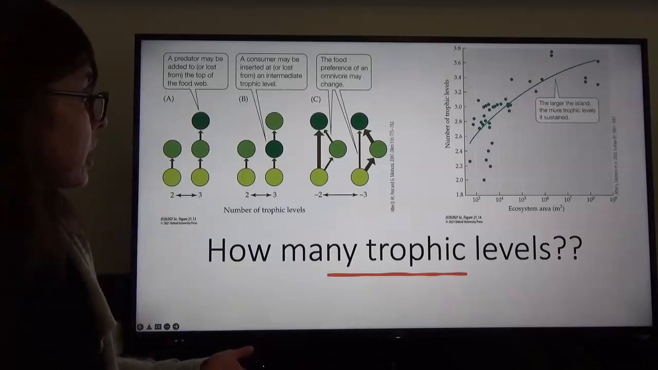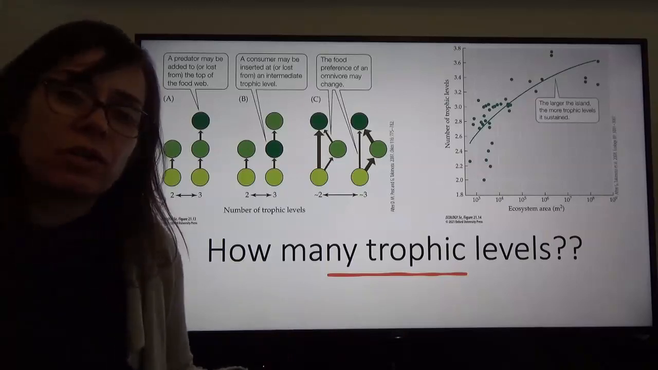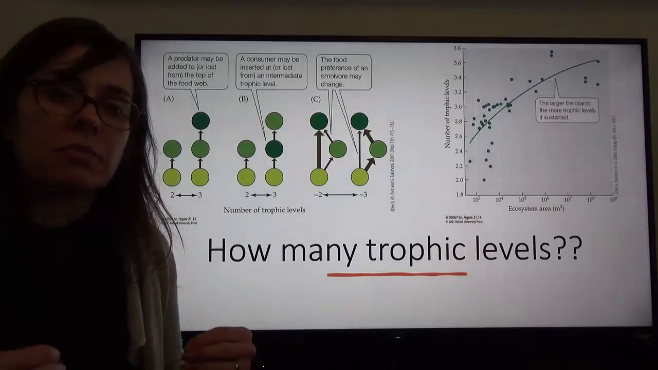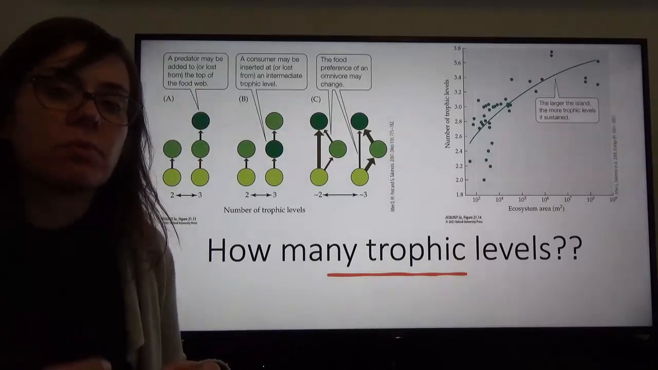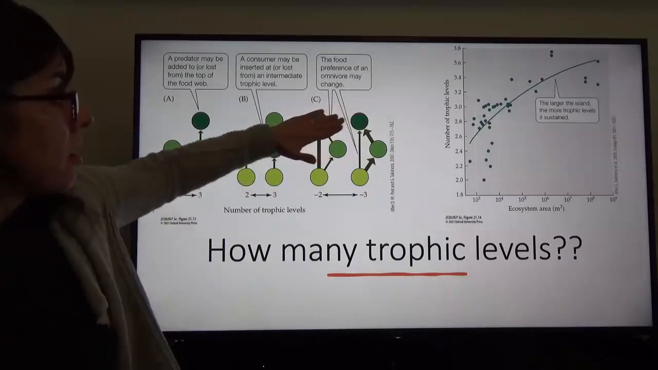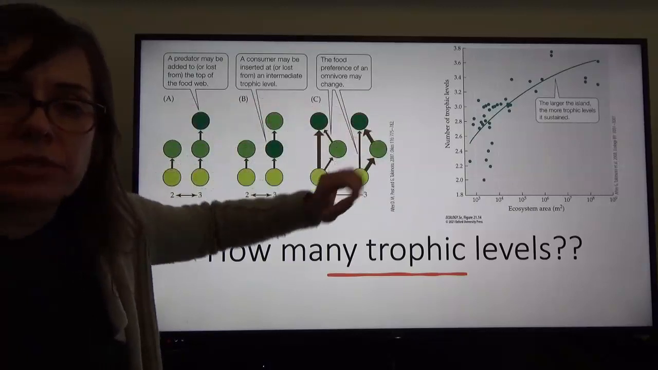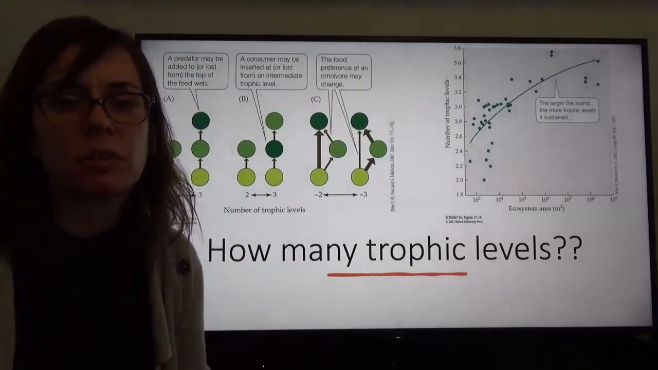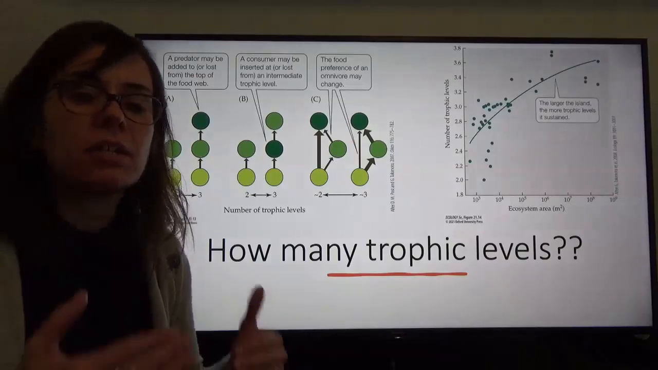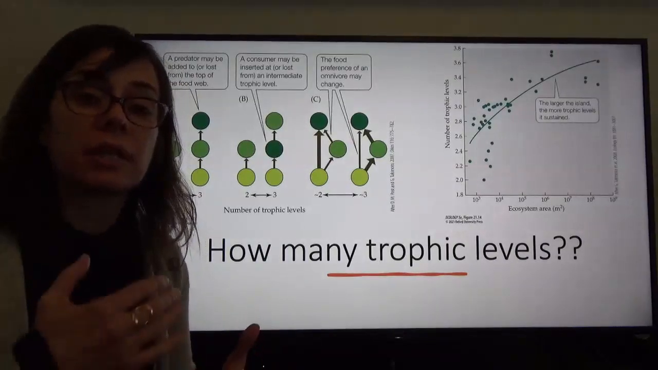Okay, so there's a number of factors that can influence the number of trophic levels. So the amount of energy entering the system. If you have more energy in an ecosystem, there's greater potential to support viable populations of higher trophic levels, okay? If you have a system that has very low energy inputs, it's likely that you're not going to be able to support a really complex trophic structure.